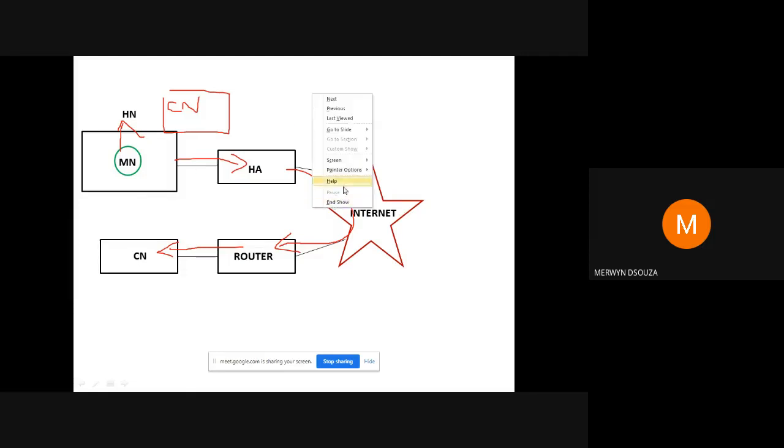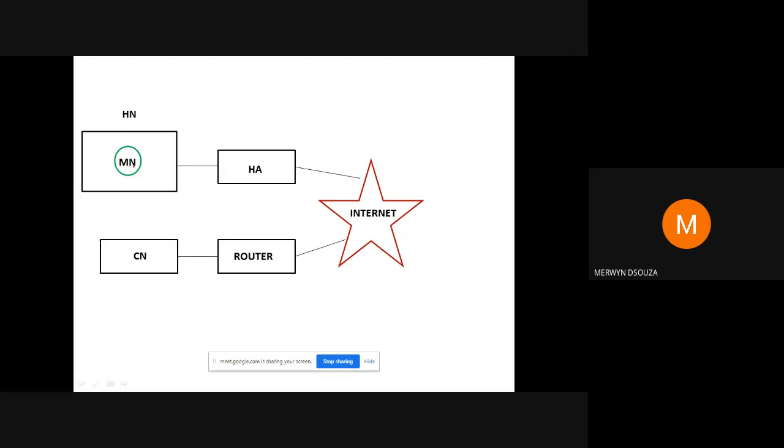But remember, what is the MN? The MN is a mobile device. A mobile device need not stay in one place. It can keep on moving. So if you all have understood how the communication works between the CN and the MN, we can look at the second case.